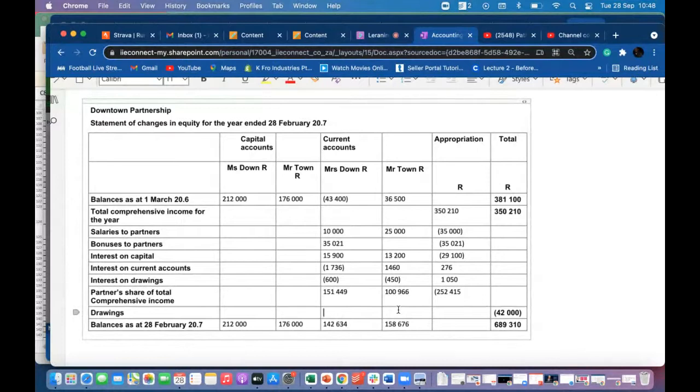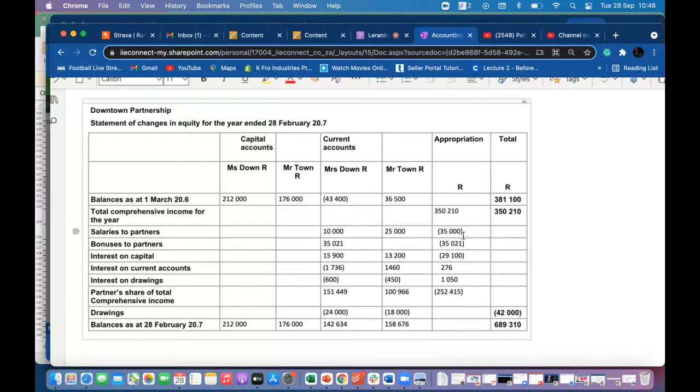And we said drawings is taken off of the current accounts for the respective partners. So we know for Mrs. Down it was 24,000. Okay, and that should be a negative because that's going to reduce the capital. And for your current accounts, 18,000. And that's pretty much how you fill out this document right here.